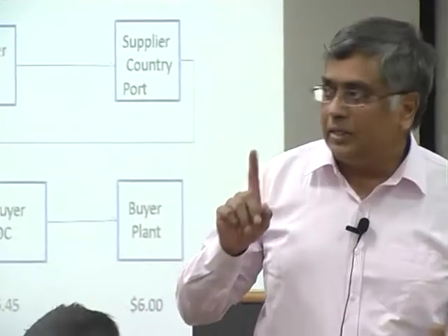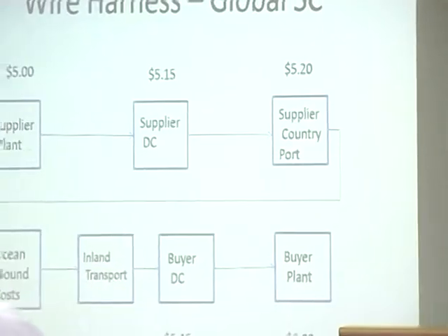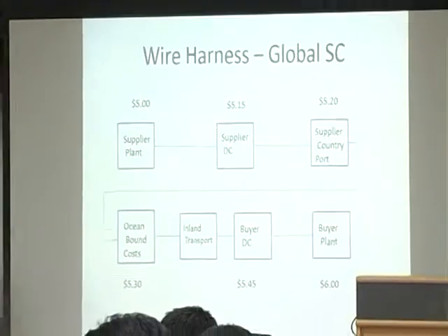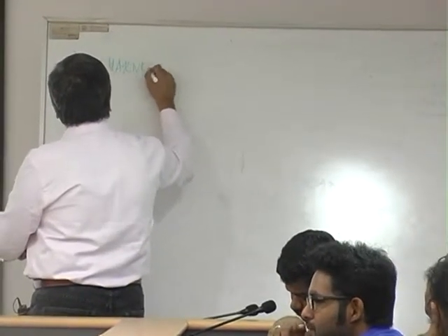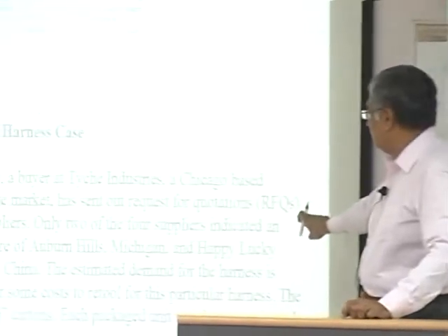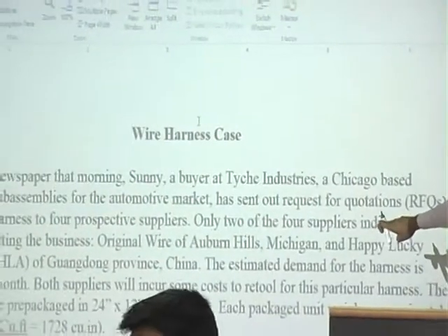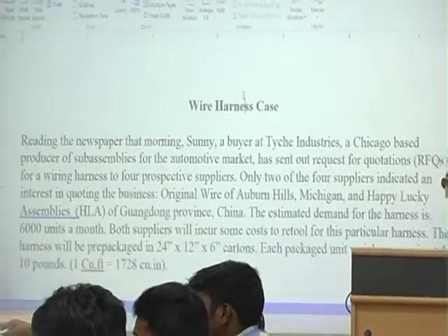So the product value is increasing as it goes from the supplier to the customer. With that in mind, I want to show you the case because it gives you all the different types of cost drivers that we were just talking about. We are trying to source a wire harness. It can be sourced from 2 locations. One is a domestic supplier in Michigan, and the other, the foreign source, is in China.